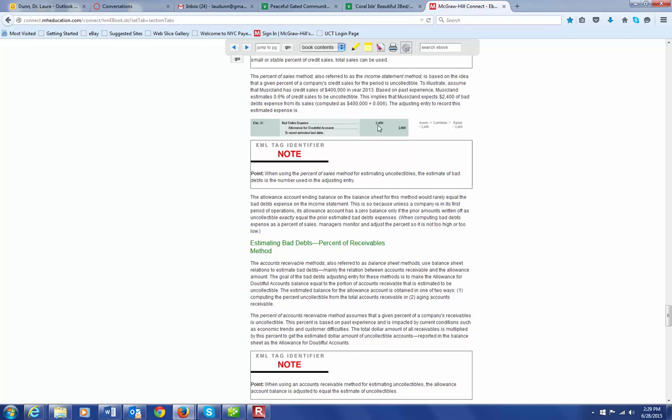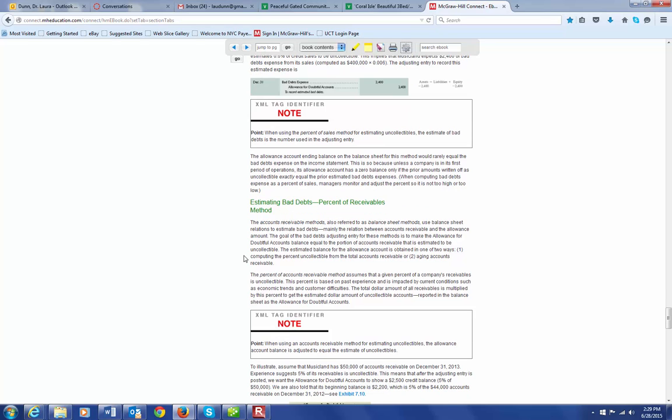Now, this is probably not going to work out to be the exact amount. It's just an estimate that you're making. And that's what this talks about here, what you might go about doing to understand that better. There's also the percent of receivables method, which is the balance sheet method.